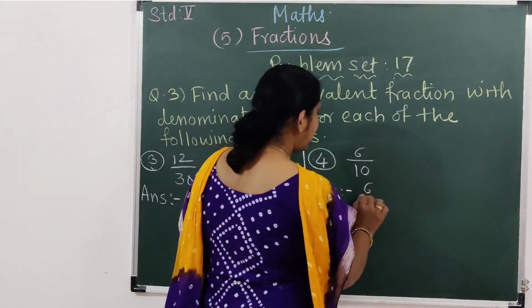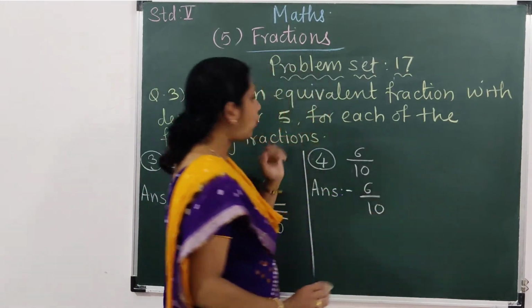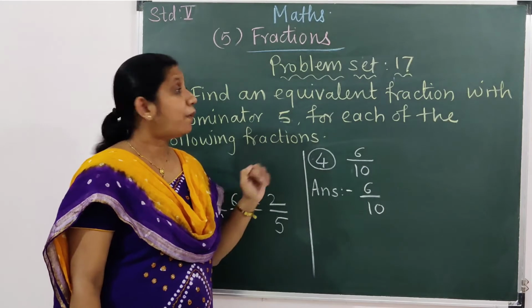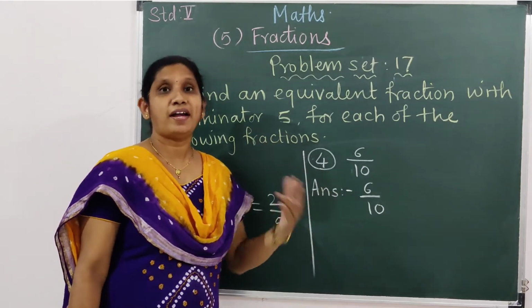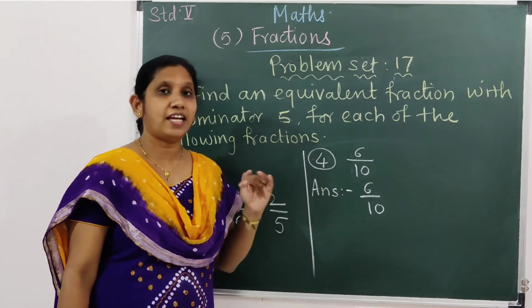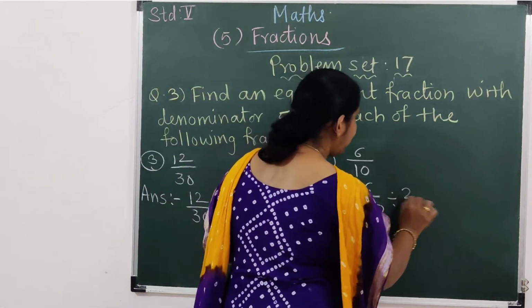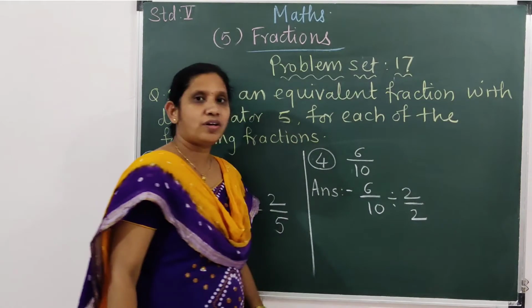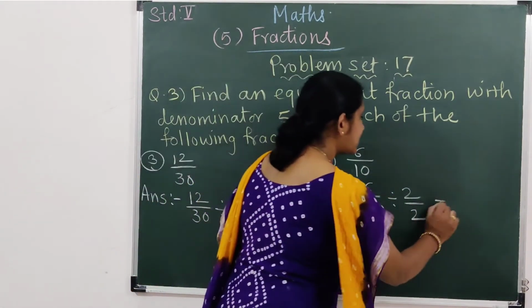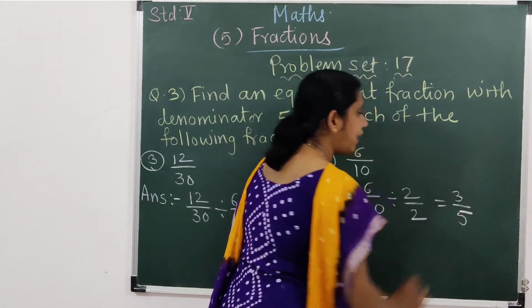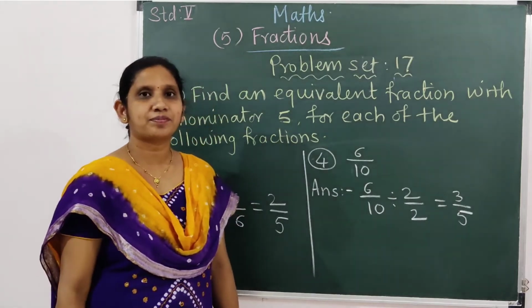6 upon 10. We want the denominator 5. 5 how many are 10? 5 2s are 10. Yes, it means we have to divide by 2. So divide 2 upon 2. Okay, 2 3s are 6, 2 5s are 10.